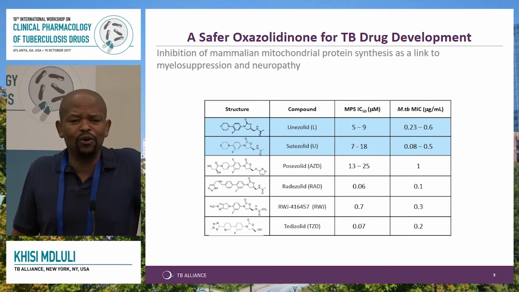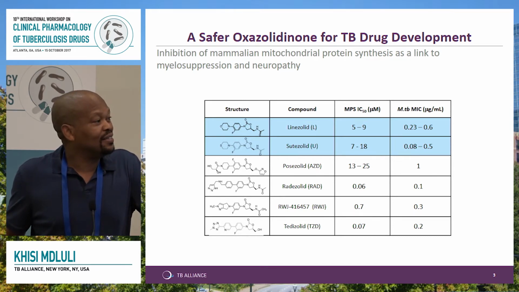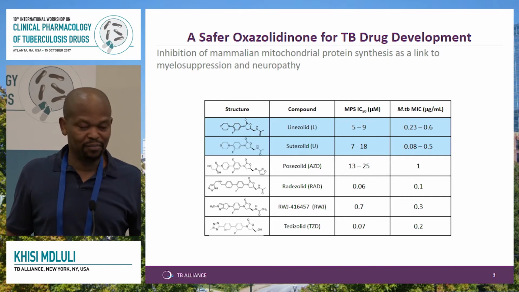So what do we know about these toxicities in oxazolinones? These are all the oxazolinones that you know about that are out there in the clinic. You have linezolid, sutezolid, an agent that was developed by AstraZeneca for a while called posezolid. Ridezolid never went into the clinic. It was from Rybex. And then there is a compound from Johnson & Johnson that only went, I think, to phase 1 in other indications, not TB. And then there's tedizolid that is at Merck.